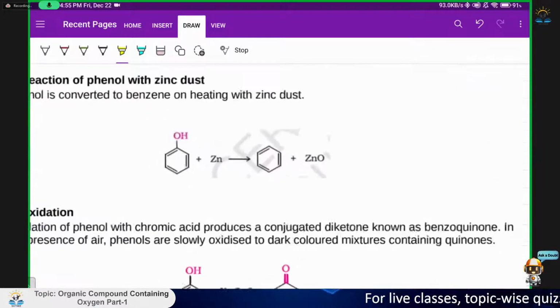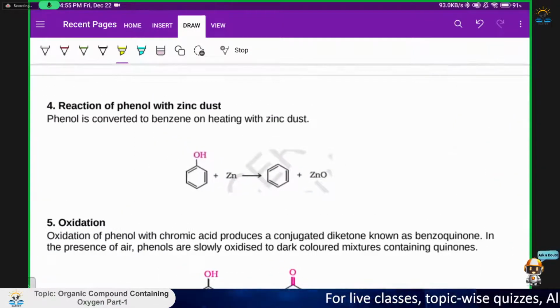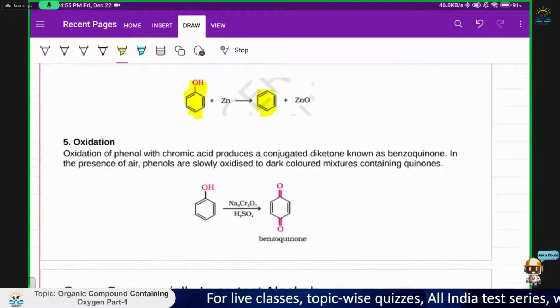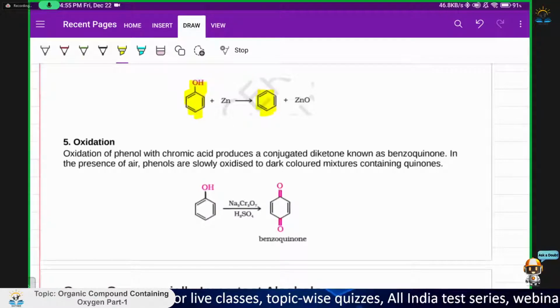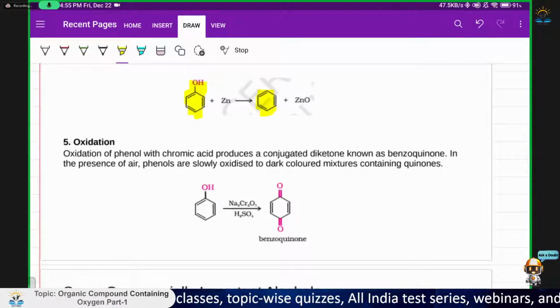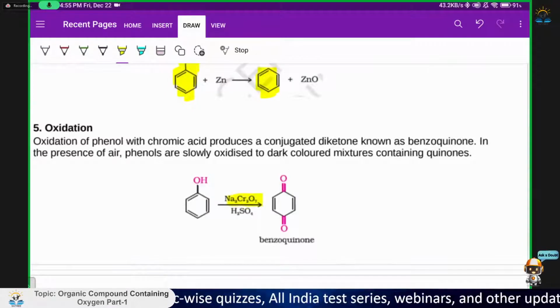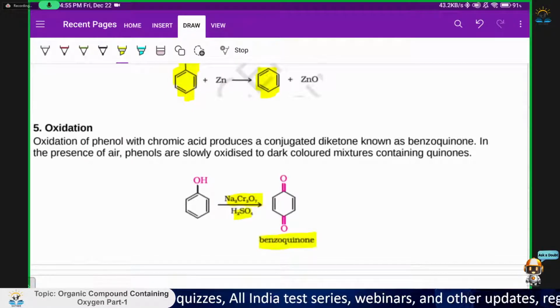We know zinc dust is reducing in nature, so the OH group is reduced. Phenol is reduced to benzene. Now oxidation of phenol. Oxidation of phenol with chromic acid produces a conjugated diketone. It's a very important reaction. We oxidize with Na2Cr2O7 and we get the product benzoquinone.